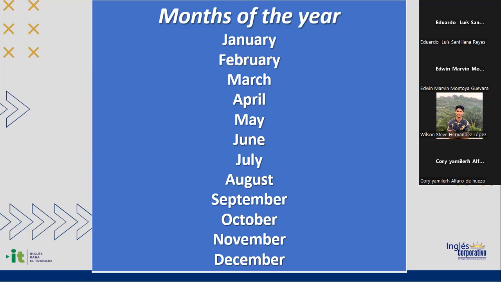Kevin: January, February, March, April, May, June, July, August, September, October, November, December. Okay, good. Libert: January through December. Very good, Libert. Luis Angel: January through December. Mayra: January through December.